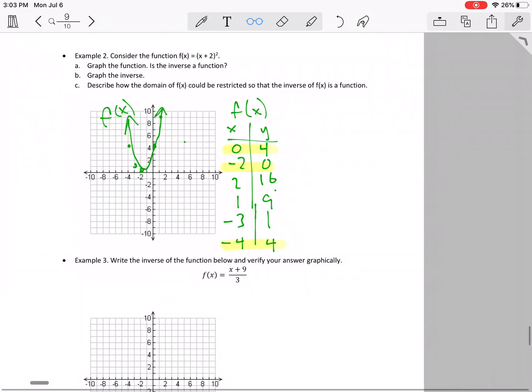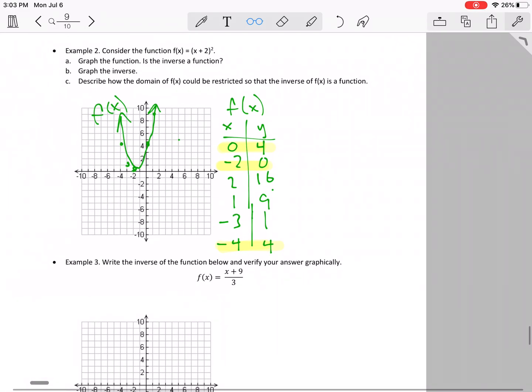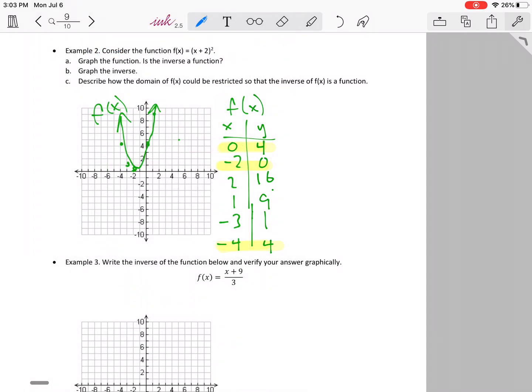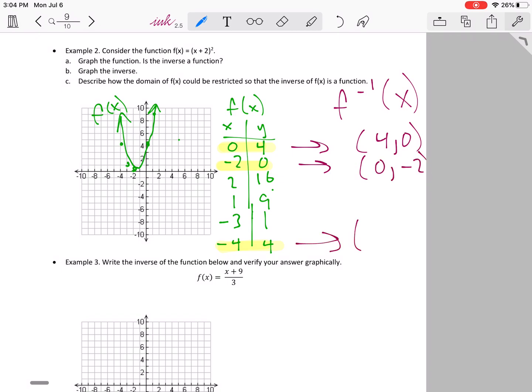So let's look at the inverse now. We'll call that f⁻¹(x). Okay, so that means inverse. And so now what we'll do is we'll just swap these. So this will be (4, 0). This will be (0, -2). And then this one here will be (4, -4). Okay, and let's draw that out.